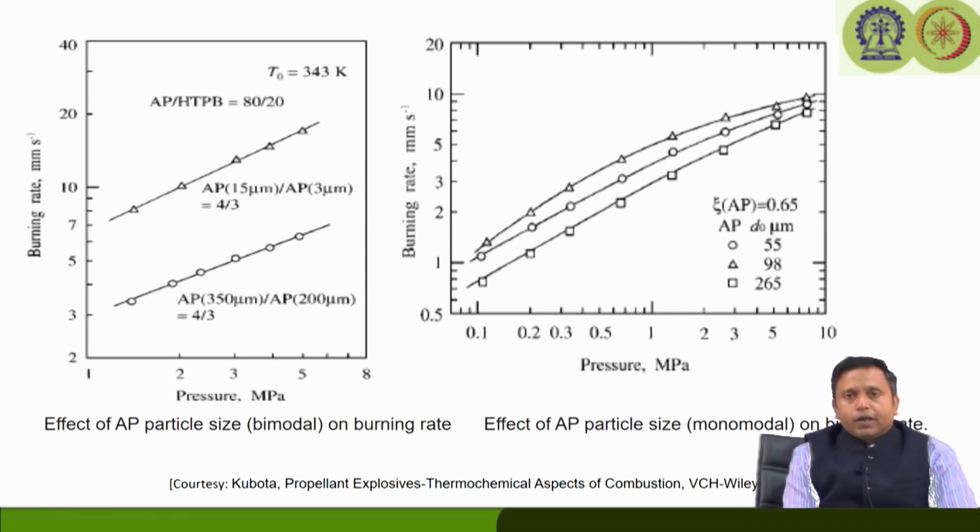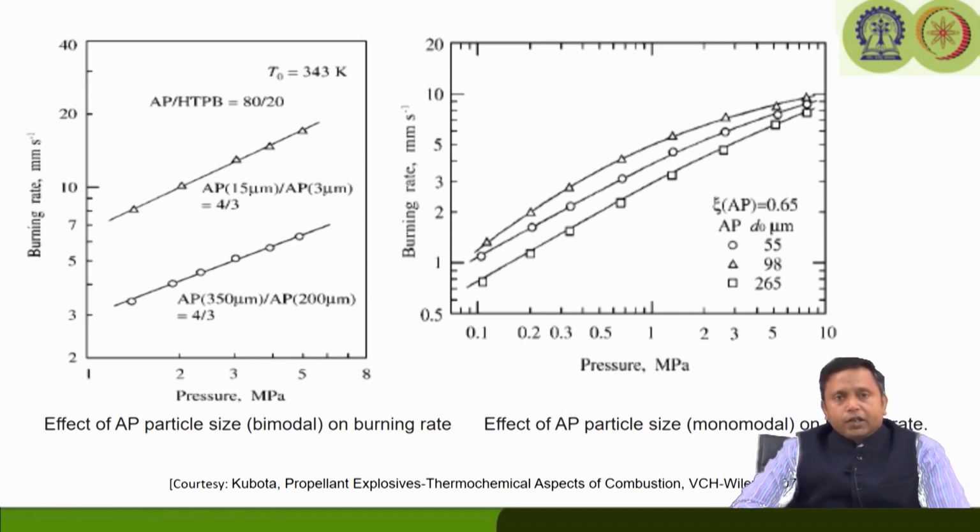One such example is the effect of AP particle size. We have already discussed during the discussion of the combustion mechanism of composite propellant involving ammonium perchlorate crystals. We have said that as the ammonium perchlorate crystal size reduces, the standoff distance is going to drop, or the flame tries to come closer to the propellant surface.